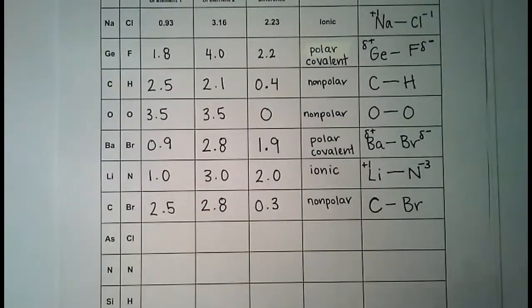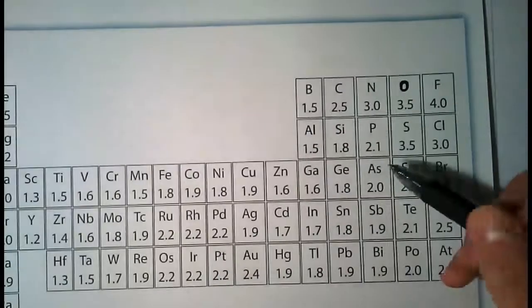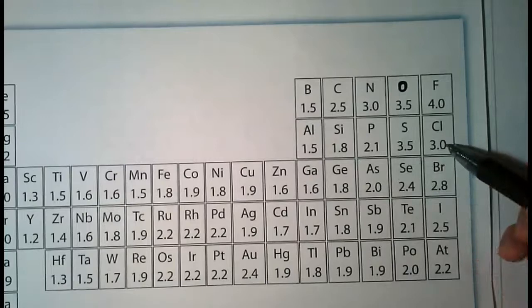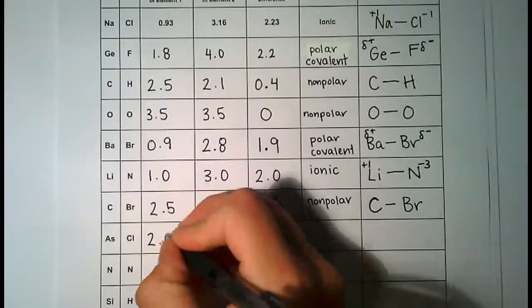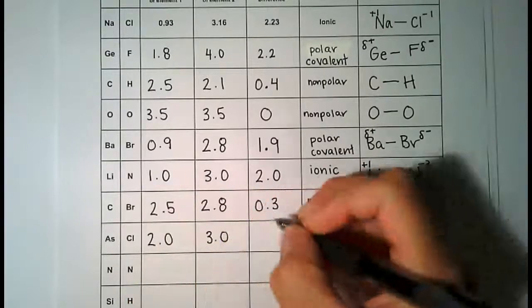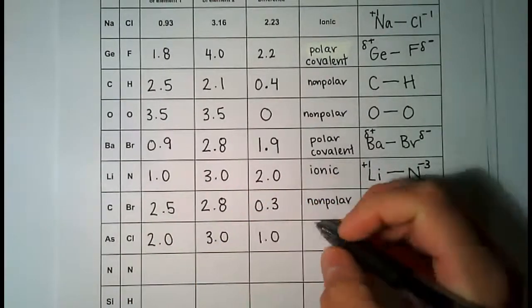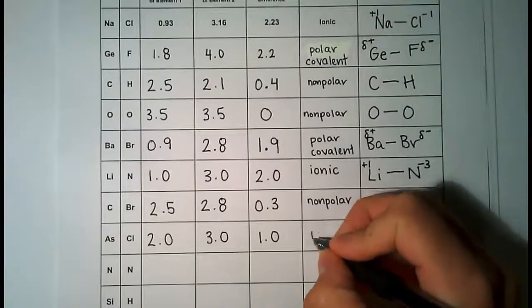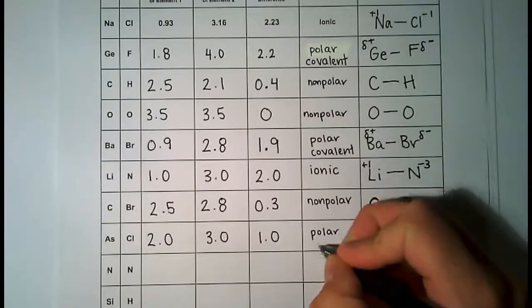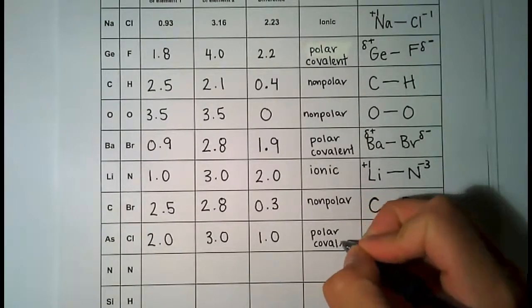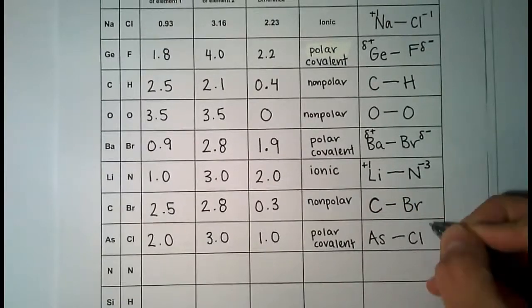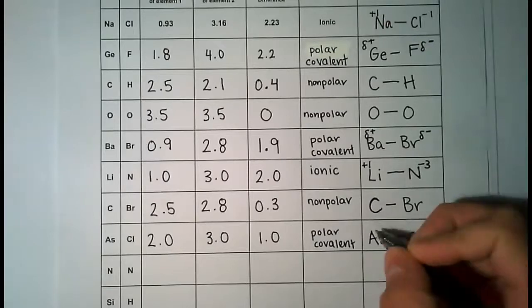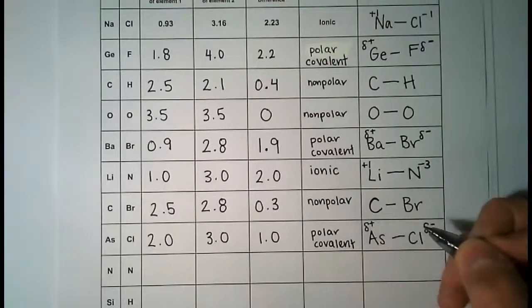Next we have arsenic and chlorine. So arsenic is 2.0 and chlorine is 3.0, which is a difference of 1. And so that puts us in the polar covalent category. Arsenic and chlorine, with chlorine getting a partial negative charge and arsenic getting the partial positive charge.